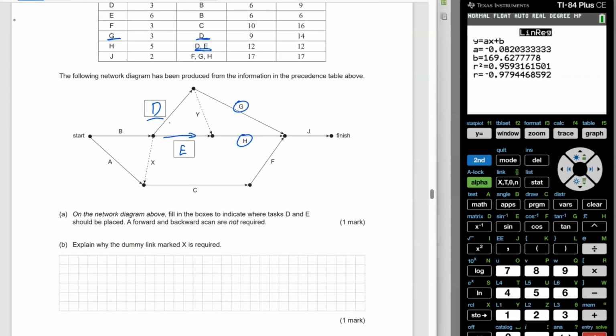Part B is saying, can you explain why the dummy link on X is required? There are 2 dummy links in this network, but we're only explaining X. We're going to explain it by having a look at a couple of tasks and what the prerequisites are for them. We'll start with task C, which is down here. Task C requires both A and B to be completed. A and B.